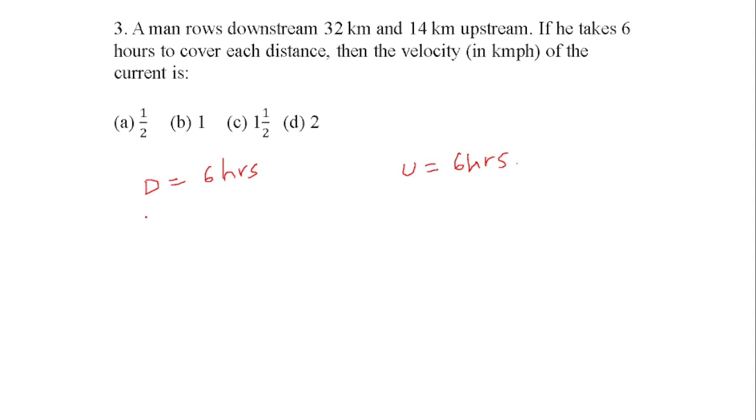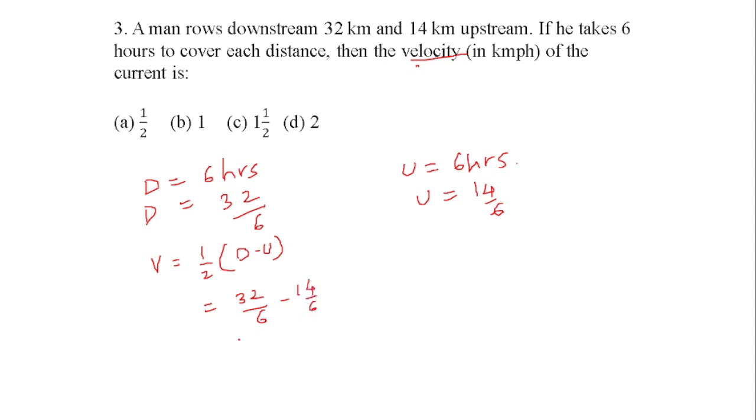Downstream, how will you calculate? Downstream, that is 32 upon 6, and upstream, that is 14 upon 6. Then the velocity, that is kilometer per hour. Velocity means the speed of current or speed of stream. So velocity is equal to half of the difference between downstream and upstream. So 32 upon 6 minus 14 upon 6, and half of this.